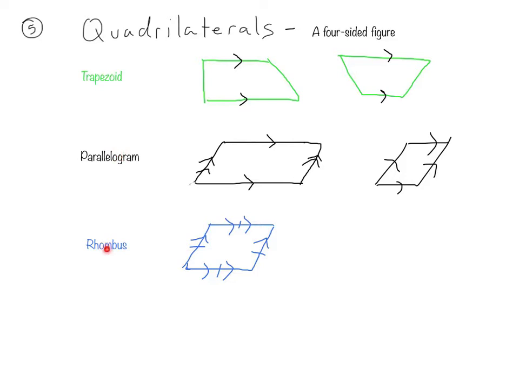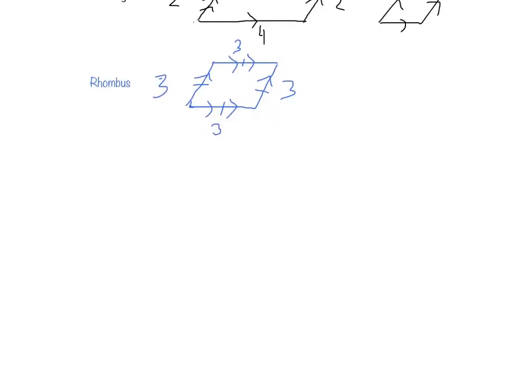So a rhombus is a parallelogram, except that in a parallelogram, those two sides are maybe like 2 inches and 2 inches, and these two sides would be 4 inches and 4 inches. With a rhombus, if it's 3 inches there, it's got to be 3 inches there, 3 inches there, and 3 inches there.